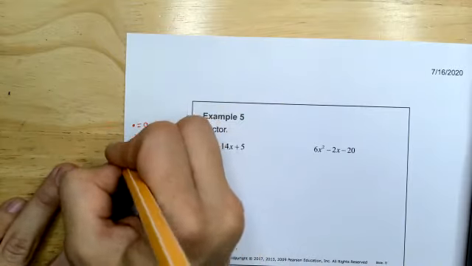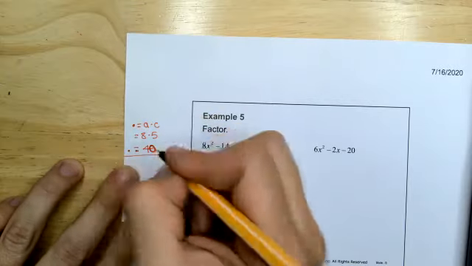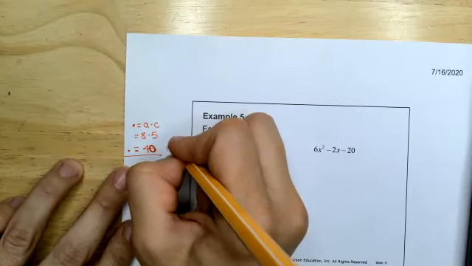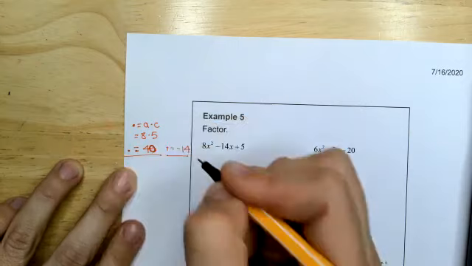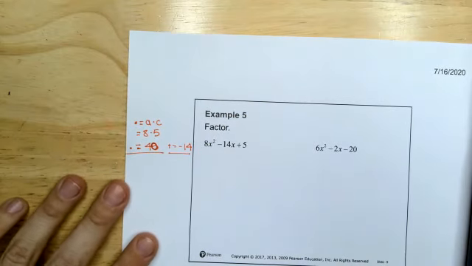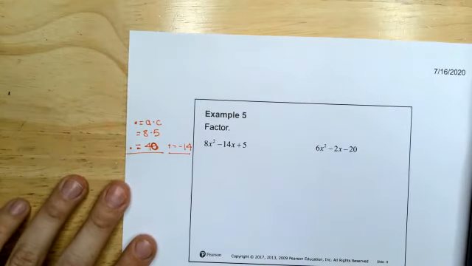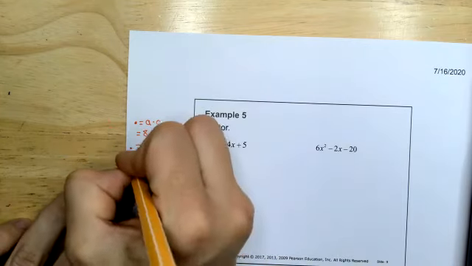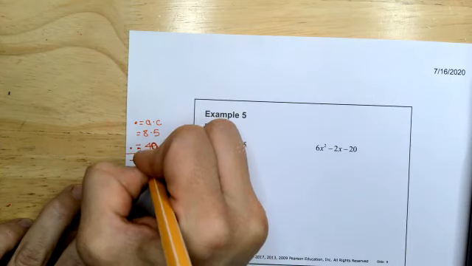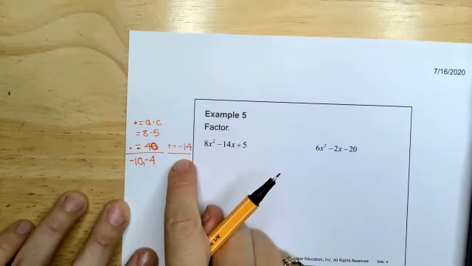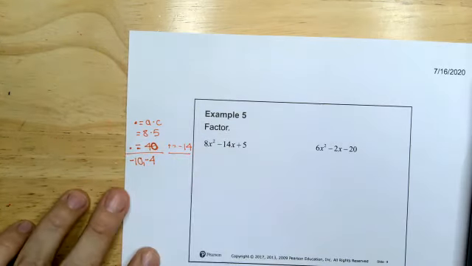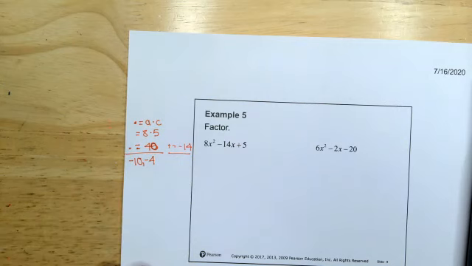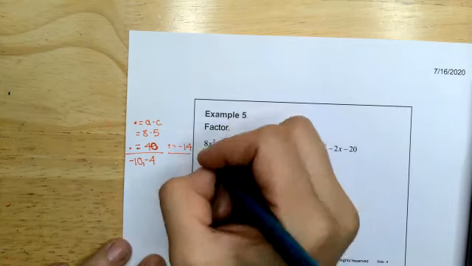So we need it to multiply to equal 40, and we need it to add to equal negative 14. If you think about the factors of 40, right? This is positive, this is negative, so they're both going to be negative. I know it's negative 10 and negative 4, right? 10 and 4, when they're added, give me 14. When they're multiplied, give me 40. If it didn't come that fast, just make a list.